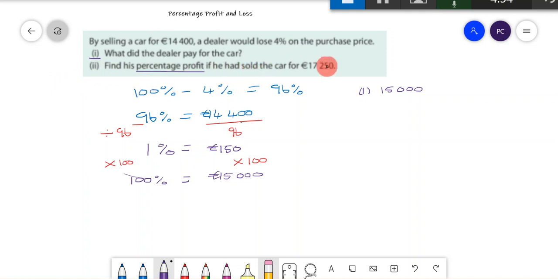If he had sold the car for 17,250, so if he sold the car for this amount instead of this amount, how much profit would he have made? So what we can do is use a basic formula. Percentage profit is equal to the profit divided by the cost price, multiplied by 100 over 1.